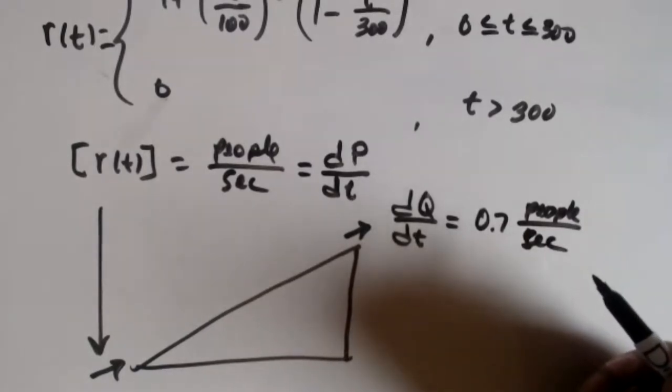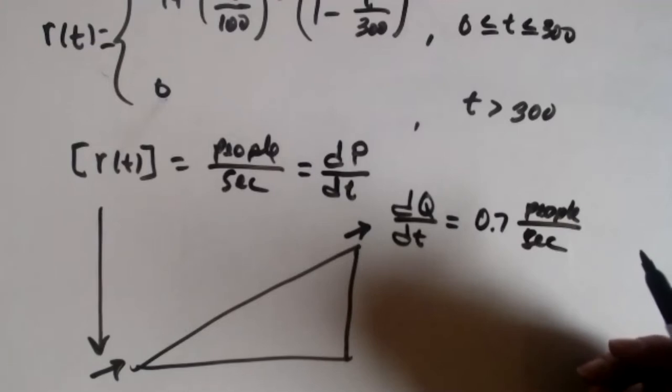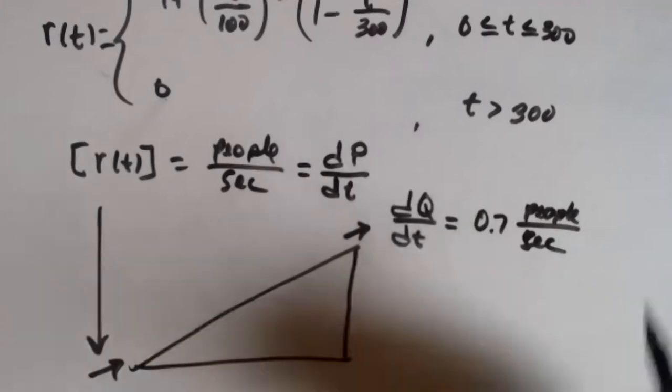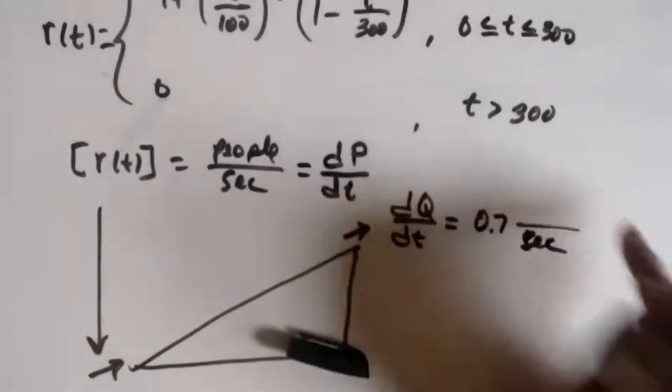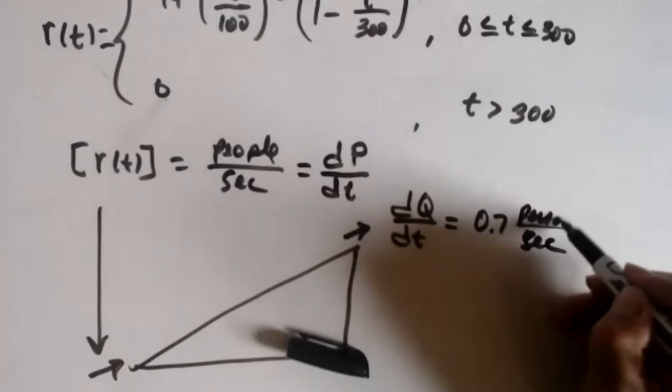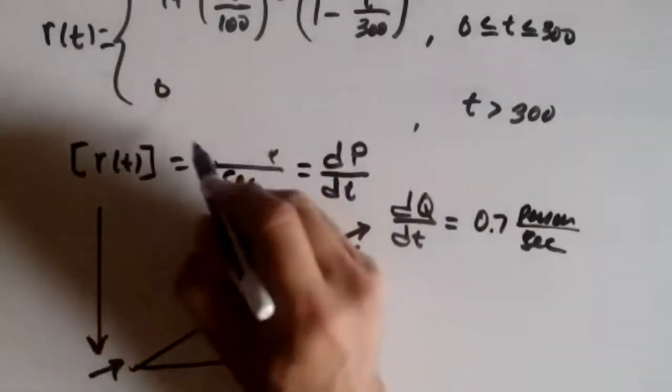Let me see right here. Yeah. Per second, correct? Person is person. I just put person.